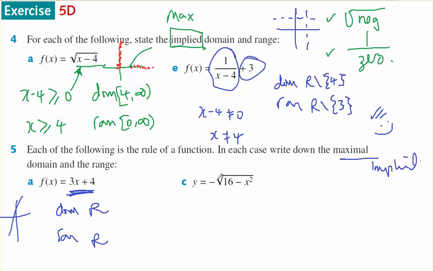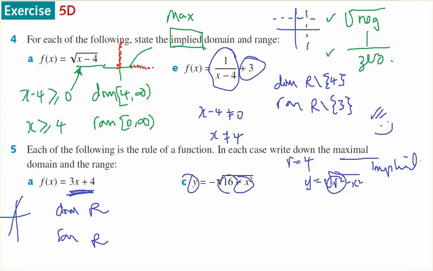y equals minus the square root of 16 minus x squared. Now this is a semicircle. It comes in the form y equals the square root of the radius squared minus x squared. So I have the negative square root, and my radius squared is 16, therefore my radius equals 4. And it's centered at 0, 0, because I've got y by itself and x by itself.